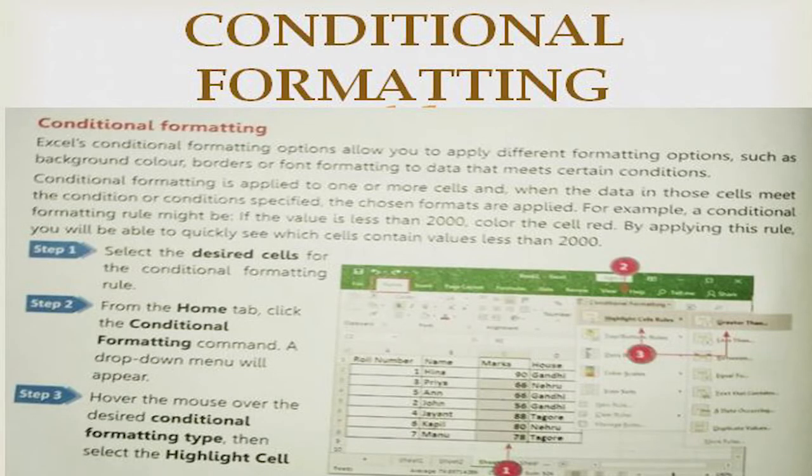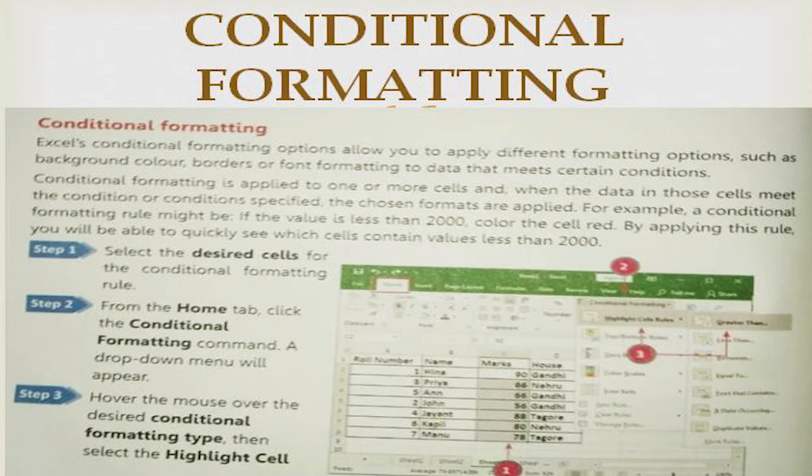Next one is conditional formatting. Conditional formatting options allow you to apply different formatting options such as background color, borders, font formatting to data. That means whatever conditions you give to Excel, it will show that particular data. Conditional formatting is applied to one or more cells, and when the data in those cells meets the conditions specified, the format will be applied. For example, if a value is less than 2000, the color will be red, or applying the rule.